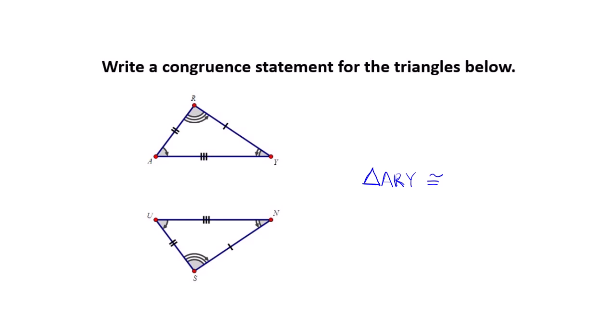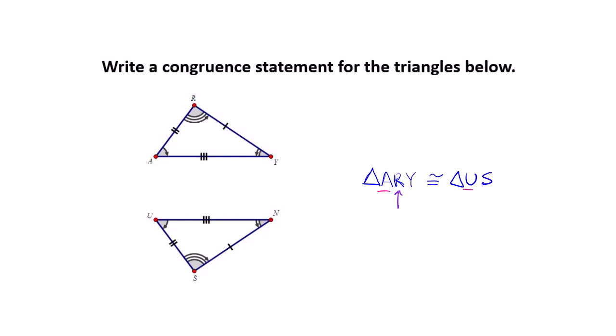So I see that A is this one here, and that corresponds with U. They both have one little arc here, and so A corresponds with U. So therefore, I'm going to write triangle U because these two correspond. So next I have to get the one that corresponds with R. So R corresponds with S, they both have three arcs there. And so I'm going to put S here.